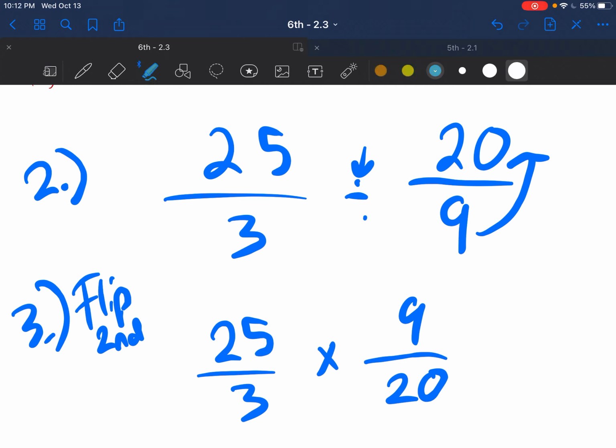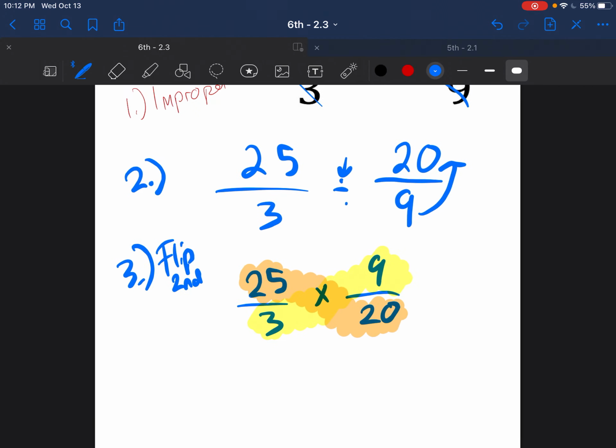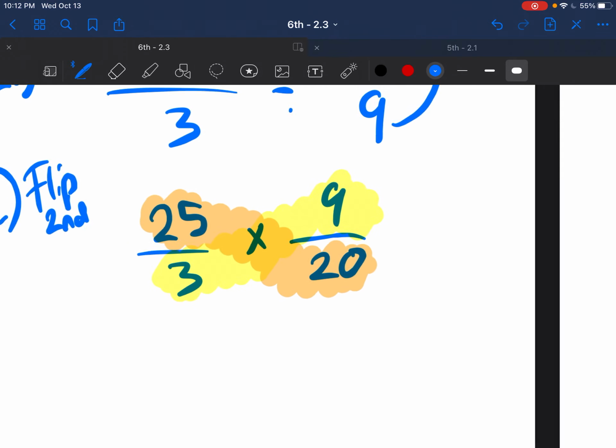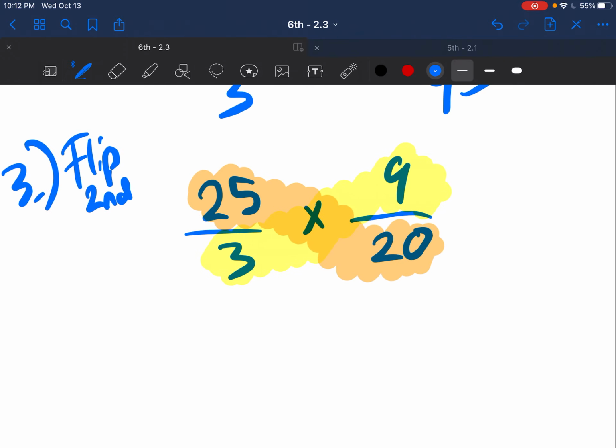All right, ladies and gentlemen, we can multiply straight across, but I really don't want to multiply 25 times 9. So I'm going to try to simplify. I know 20 and 25 can be simplified. I also know that 9 and 3 can also be simplified. All right. So let's see. What number can go into 3 and 9? That's going to be 3. And then what number can go into 25 and 20? Well, that's going to be 5.